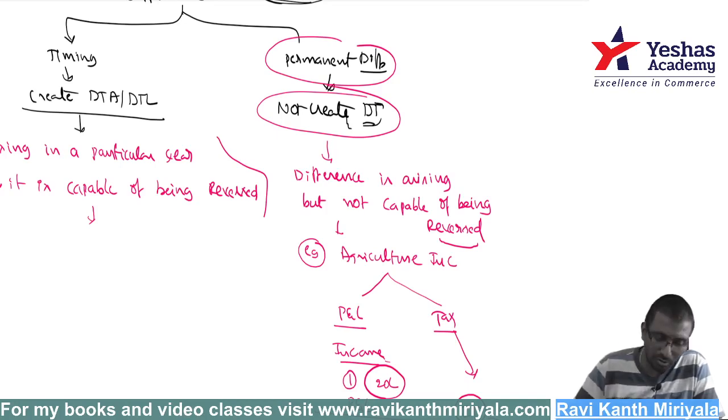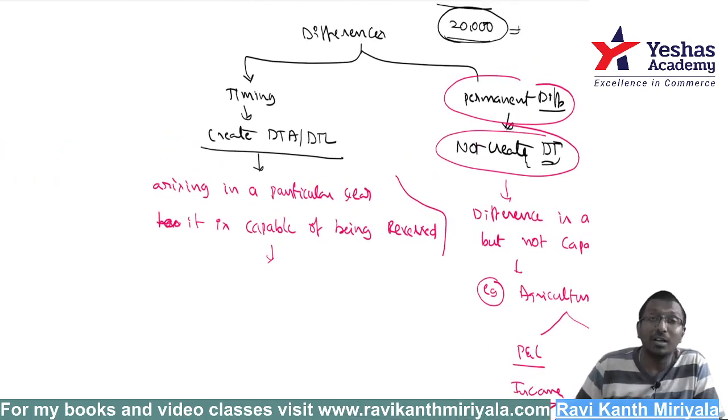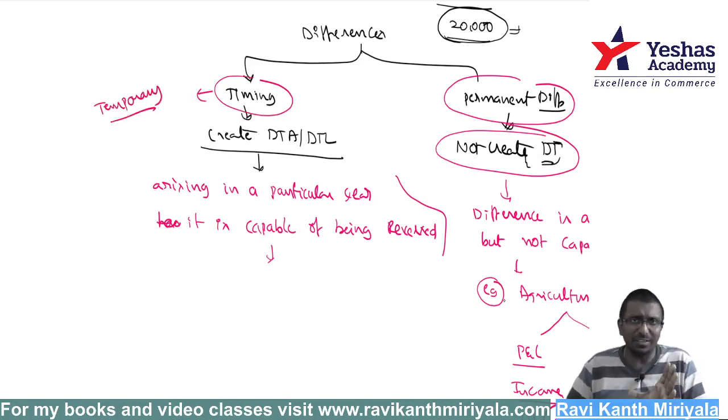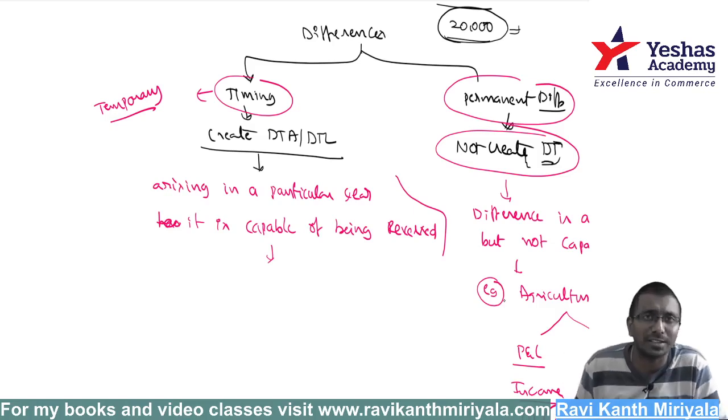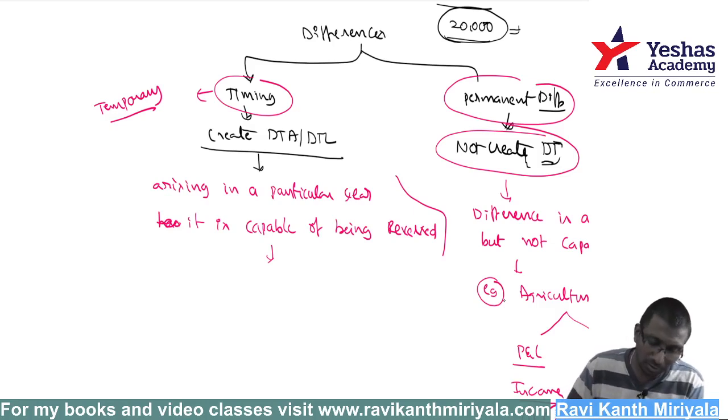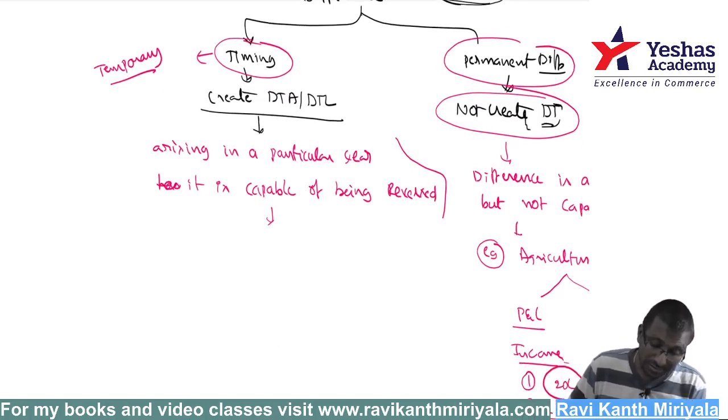Hope you understood. Let us spend some time on what a timing difference is. In Ind AS we also call it a temporary difference. It is temporary: the difference arising in the current year is going to be rectified in the next year. That is why we call it temporary, it is not like permanent. It doesn't matter, you can use the word timing difference only.